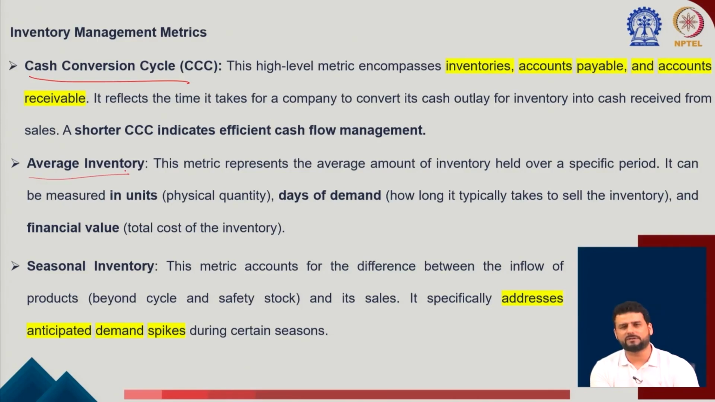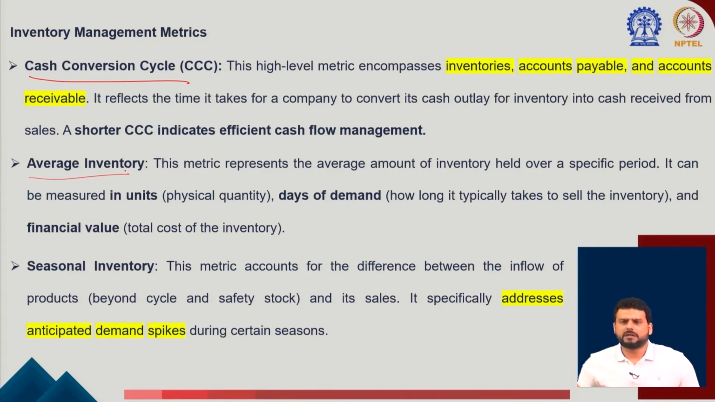Average inventory: we always talk about your starting inventory and end inventory; you add them up and divide by 2, and that is the average inventory you are maintaining. You need not record the inventory only in terms of units. Sometimes we say, okay, we have 2 days of stock left, so you are talking about inventory in terms of days, right.